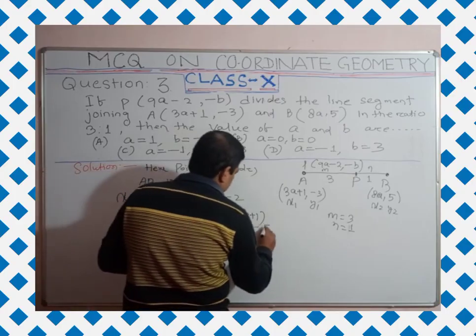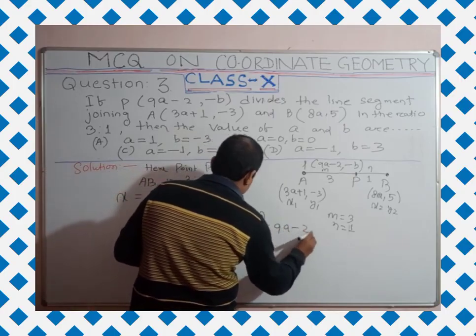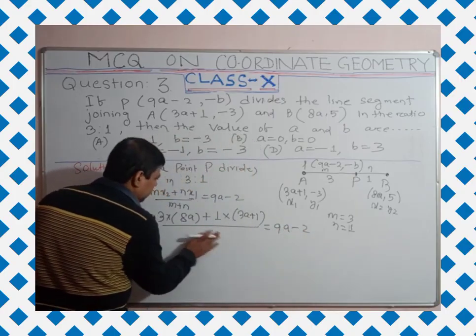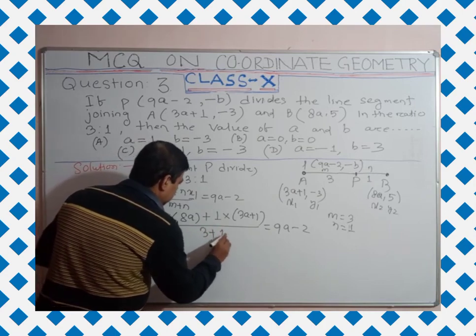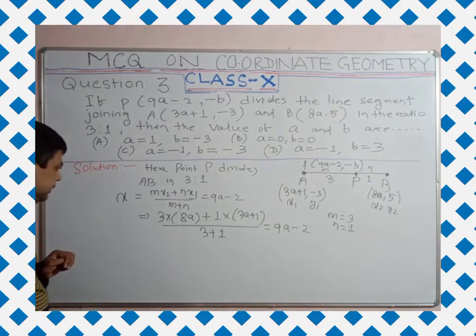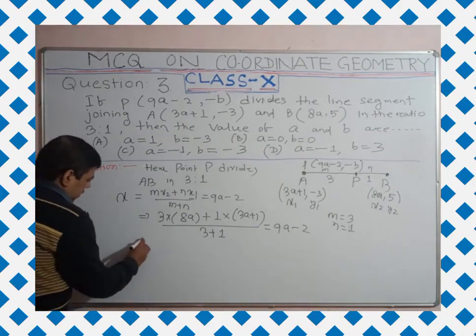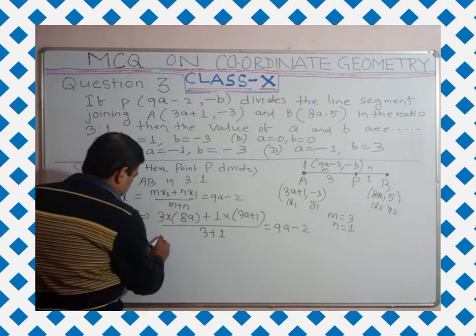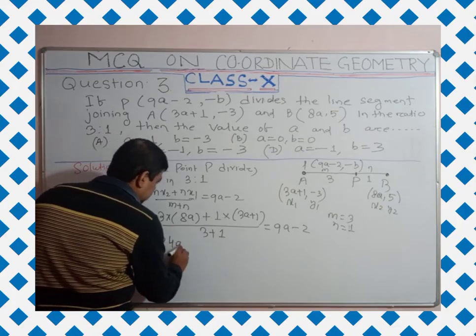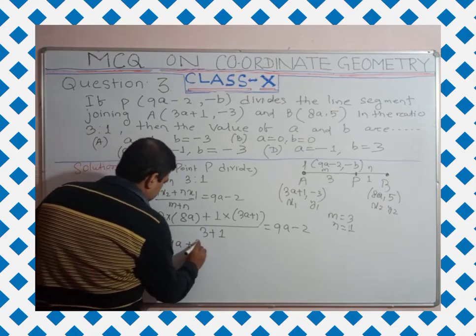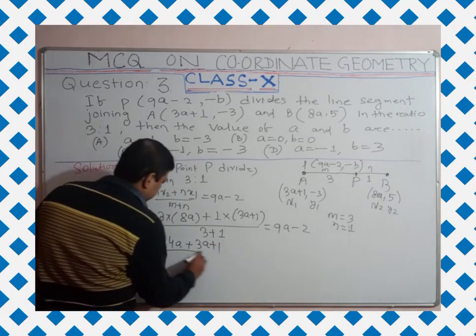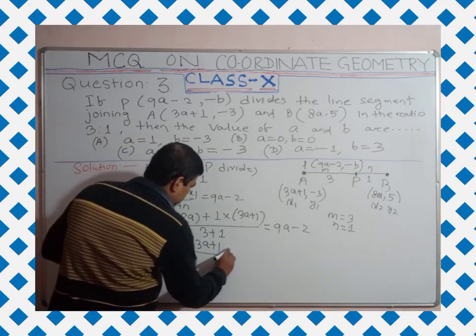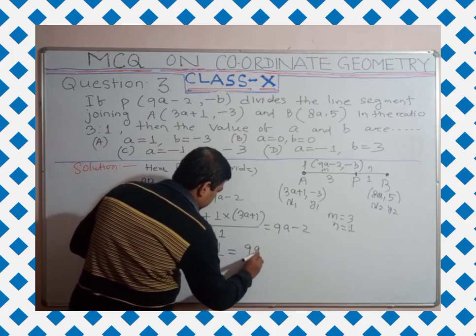So it is equal to 9a minus 2. Here in place of m we write the value 3 and n is 1, so 3 plus 1. So it is 3 times 8a, which is 24a, plus 3a plus 1, divided by 3 plus 1, which is 4, equal to 9a minus 2.